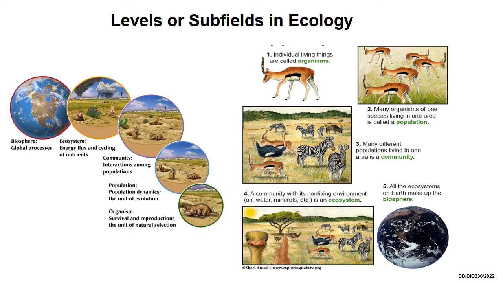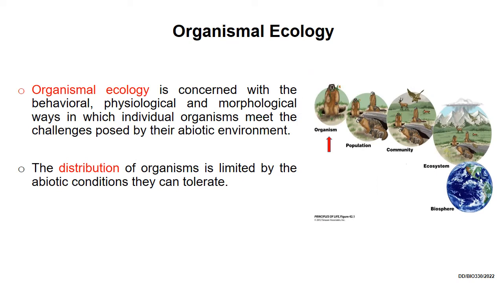And the last one, biosphere. All the ecosystems make up the biosphere. So again, we go into a little more detail on organismal ecology. Organismal ecology is a study that concerns the behavioral, physiological, and morphological ways in which individual organisms meet the challenges posed by their abiotic environment.